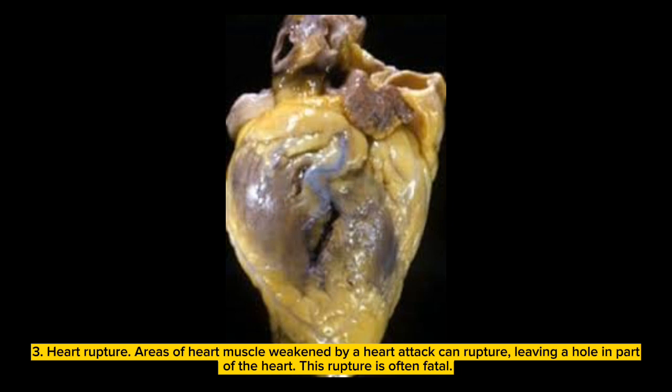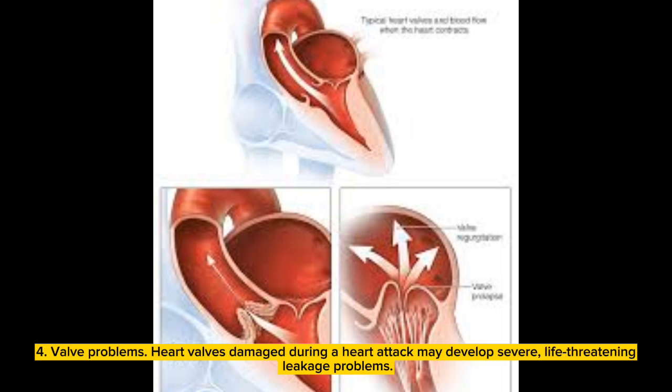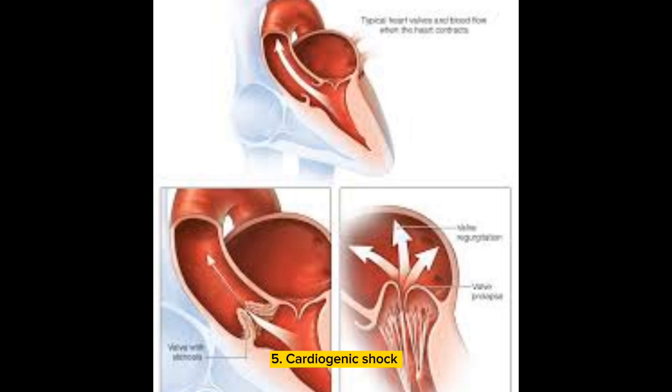3. Heart rupture. Areas of heart muscle weakened by a heart attack can rupture, leaving a hole in part of your heart. This rupture is often fatal. 4. Valve problem. Heart valves damaged during a heart attack may develop severe, life-threatening leakage problems. 5. Cardiogenic shock.